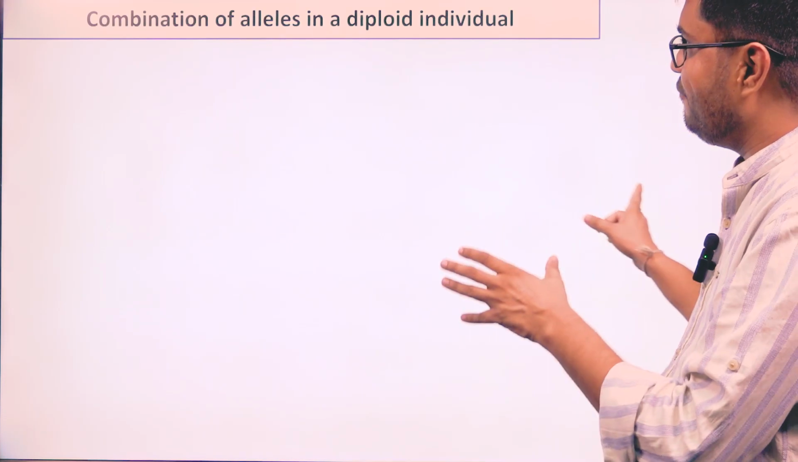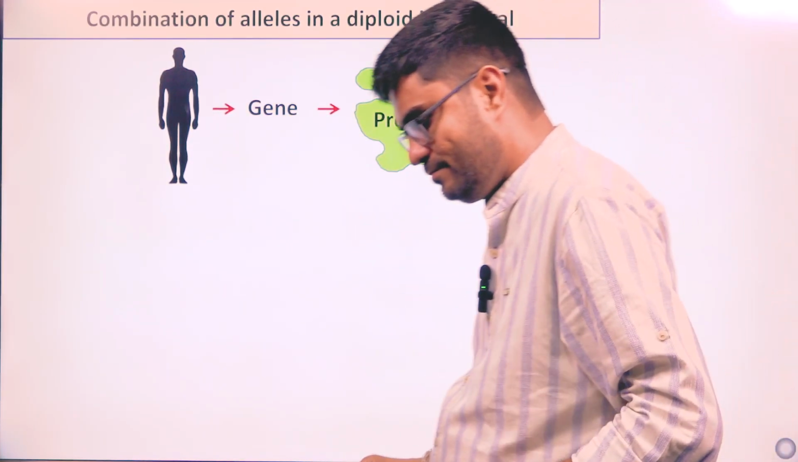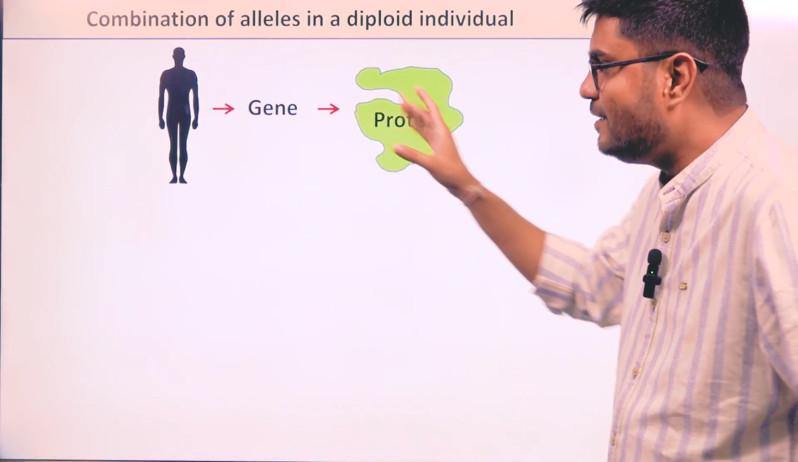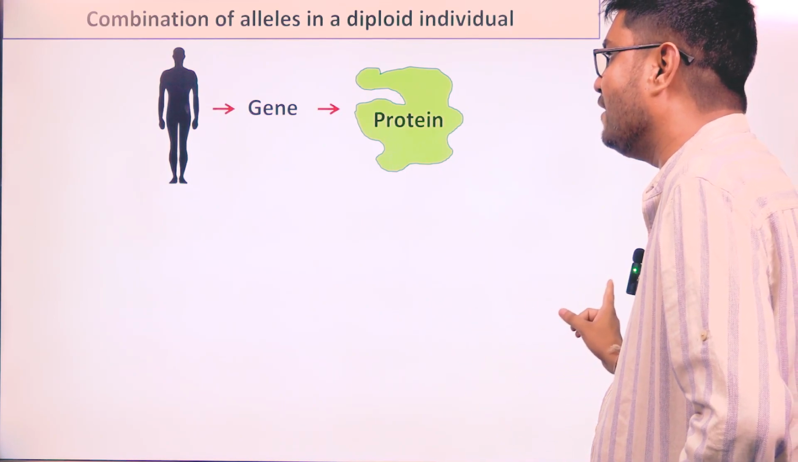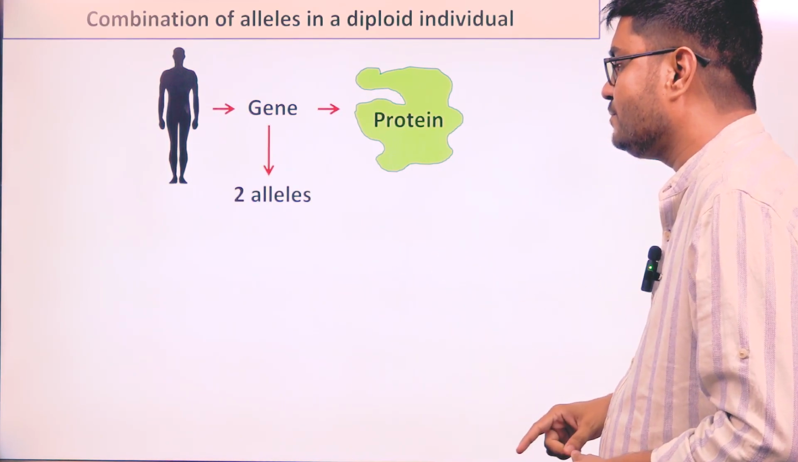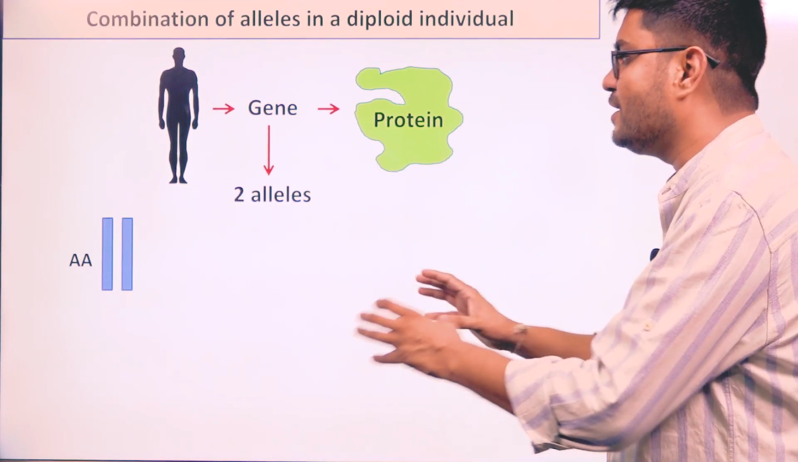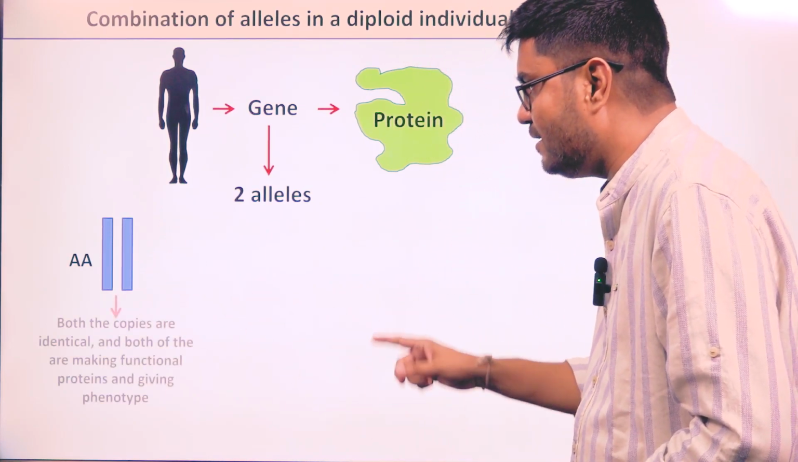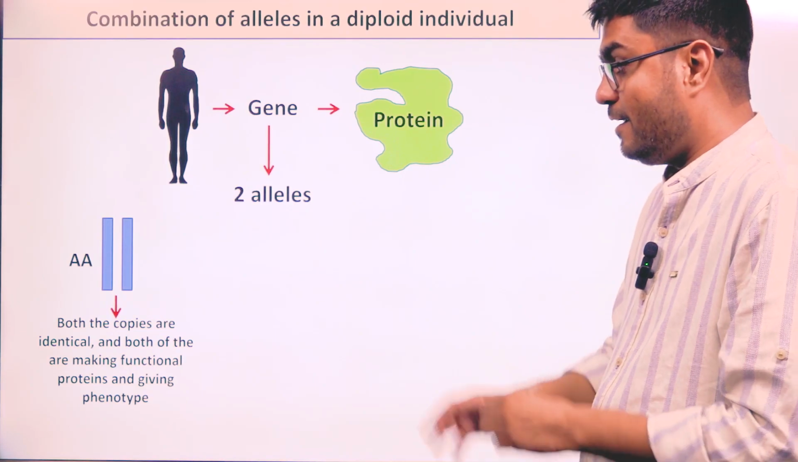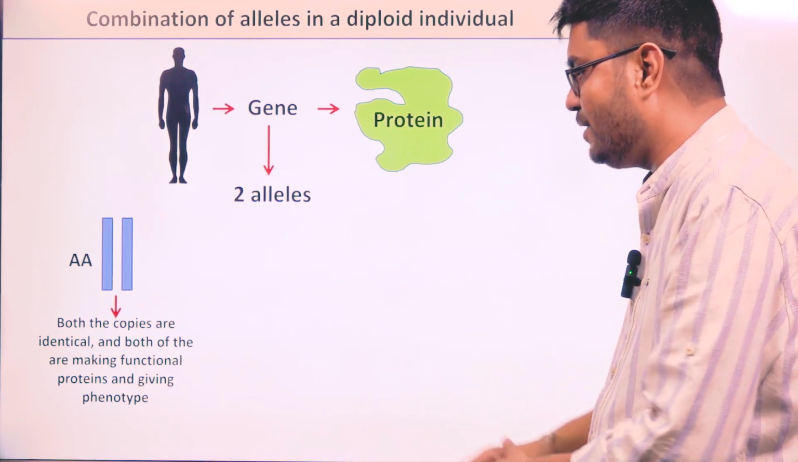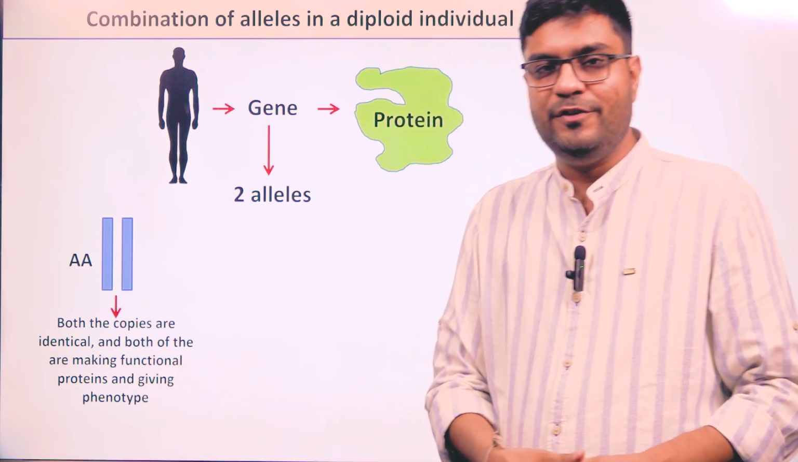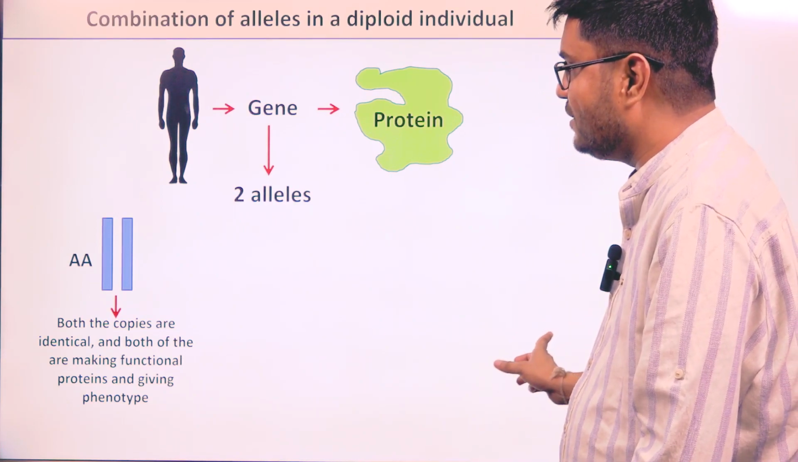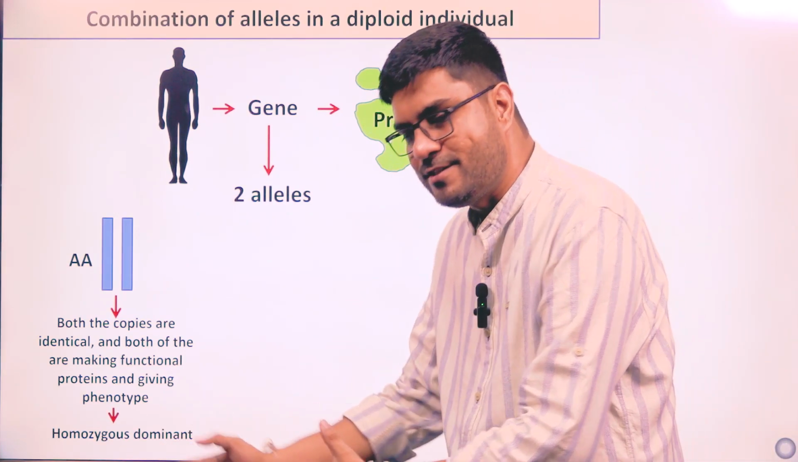Now, we are again taking a diploid organism which has a gene, and that gene is coding for a protein. Now, this diploid organism can have three types of conditions. This gene has two alleles. The first condition is that both copies of the DNA sequence are giving us protein. They are identical, making functional protein, and ultimately giving us what? Phenotype. We just write them as capital A, and we call this condition homozygous dominant.